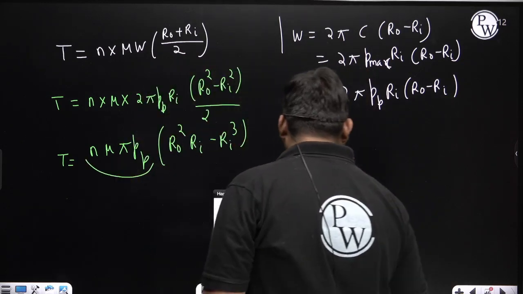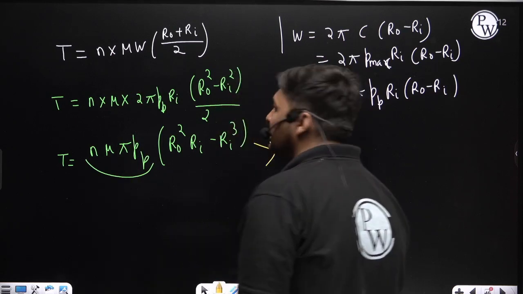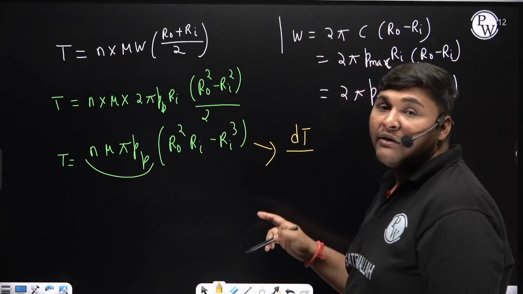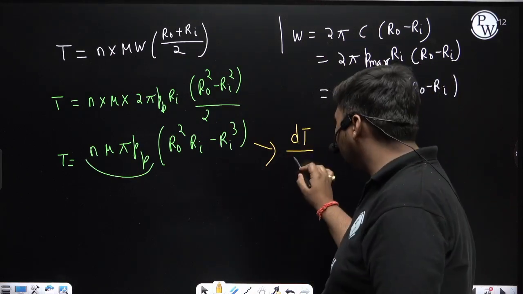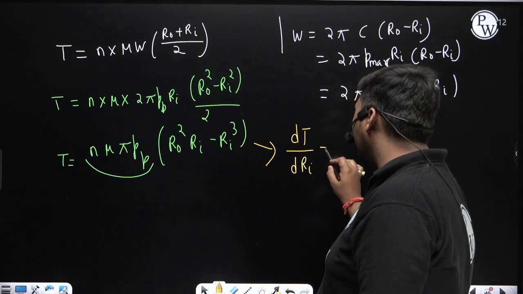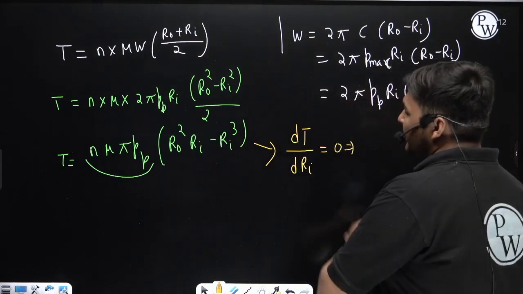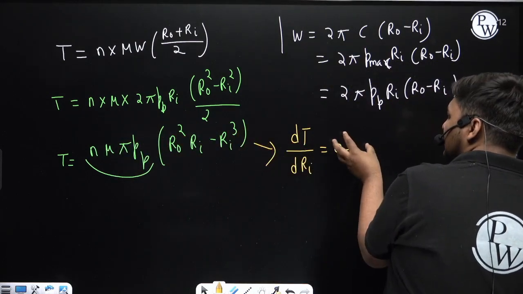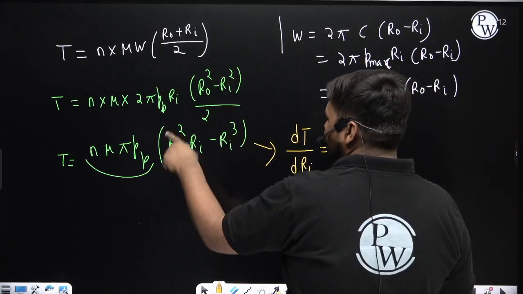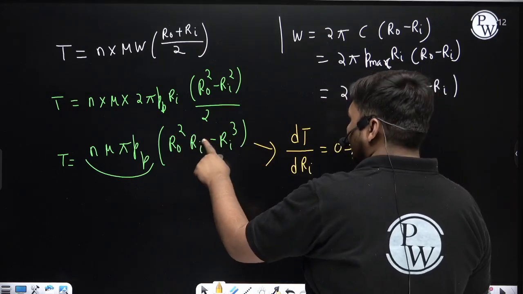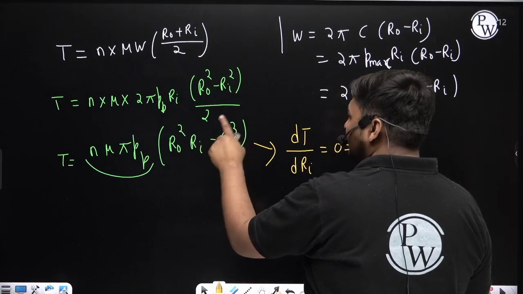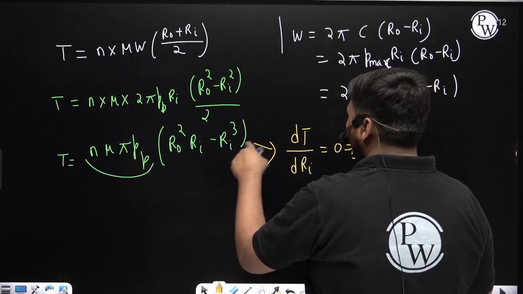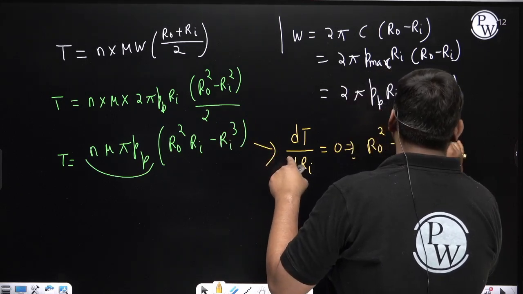So if you want to find the value of Ri for which torque transmitting capacity is maximum, for that we need to differentiate this torque expression by the variable, and here the variable is Ri, and we will equate it with zero. Now we only need to differentiate this term, and since this term is constant, if we bring this constant term this side, this will become zero. Now differentiation of this term will be R0 square Ri. Here the variable is Ri, and the power of Ri is 1, so its differentiation will be 1. It will come R0 square minus differentiation of Ri cube, which will be 3 Ri square, equal to 0.